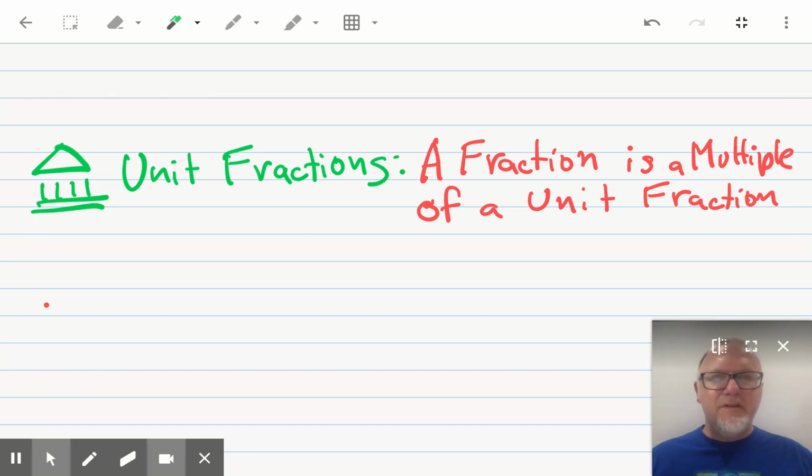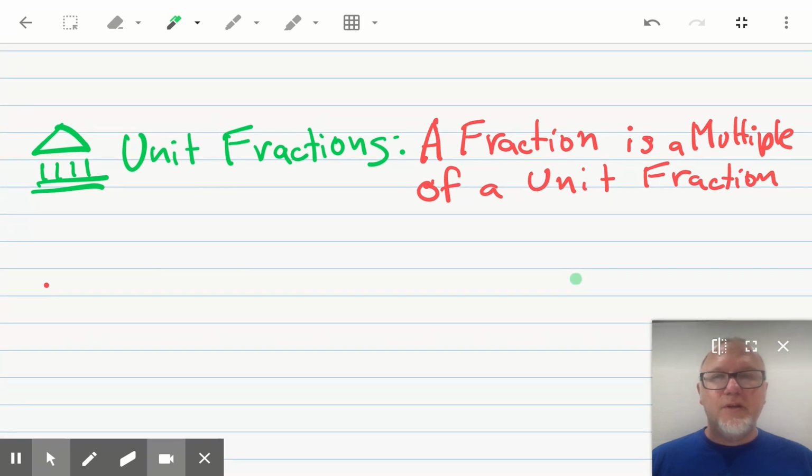Do you guys remember this? Everything on purpose. So, our purpose is our goal with today's lesson. In the green, it says we're working with unit fractions. And the red is most important. It says a fraction is a multiple of a unit fraction. I'm going to explain that because if we understand our goal, we know what we're getting towards, and our brain's going to be more able to learn it. Okay, so let's break this down.